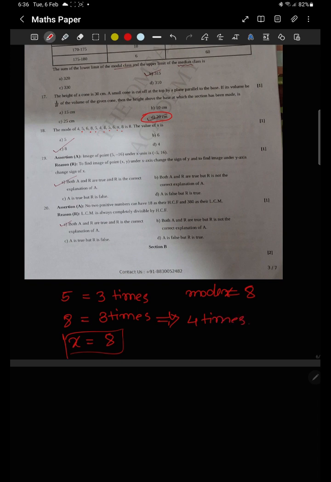So of course the value of x, because 5 is repeated 3 times, also 8 repeats 3 times in the given series. So the mode of the series is 8. Of course then x will become 8. So that 8 will turn into 4 times, right? So option number C is correct.